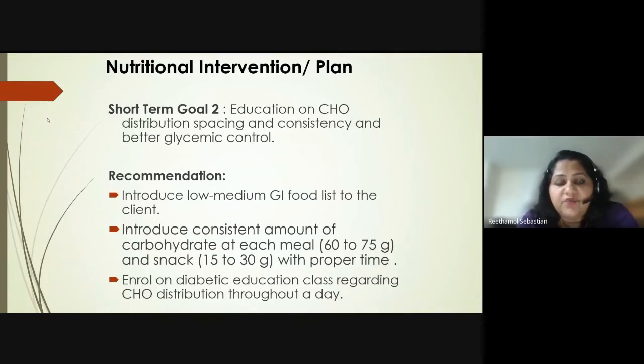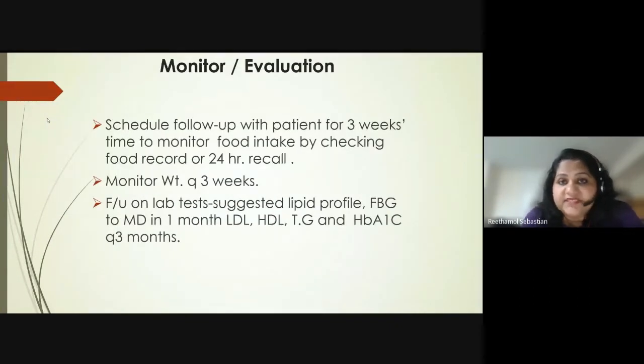Okay, how are we going to attain that? Introduce low to medium glycemic index food to the client. The next option is to introduce a consistent amount of carbohydrate at each meal, which is 60 to 75 grams, and a snack of 15 to 30 grams, about every 3 hours or something like that. And enroll in a diabetic education class regarding carbohydrate distribution throughout the day. So these are all immediately doable so that he can start learning about that and can control the diet he's eating.